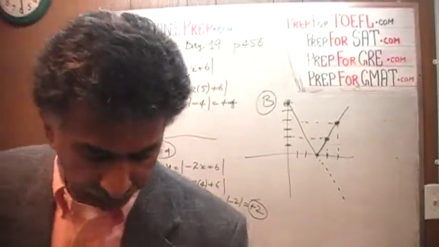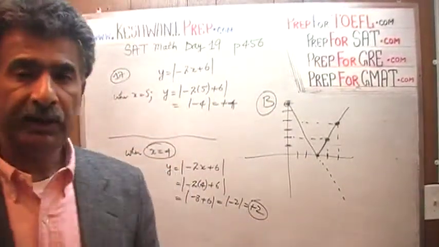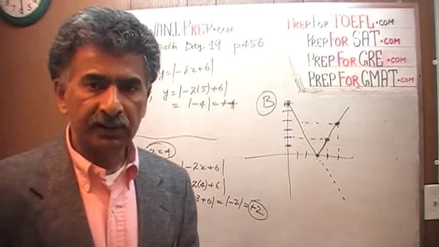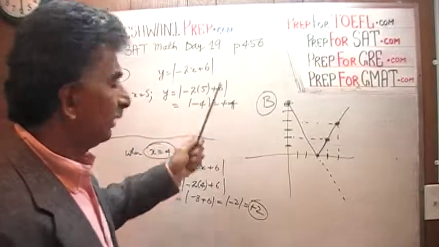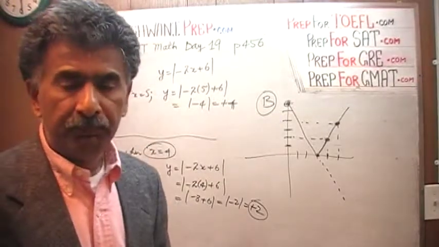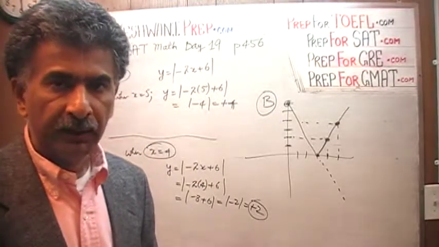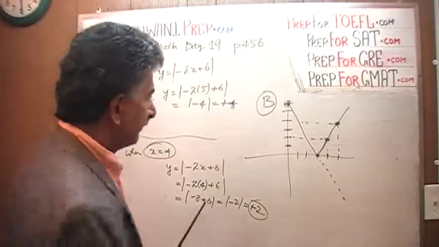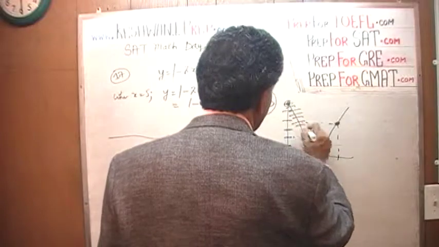But what I'm trying to make you understand is, we didn't have to do any work at all in this question if you recognize the fact that just because we put an absolute sign around the thing, it doesn't change the first half of the story. The first half of the story is still the same.